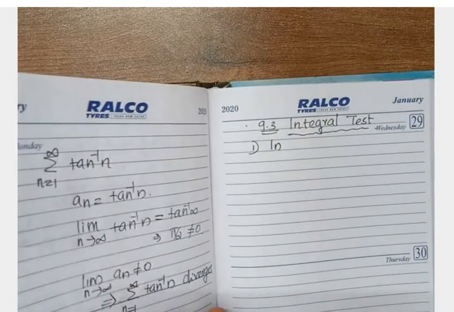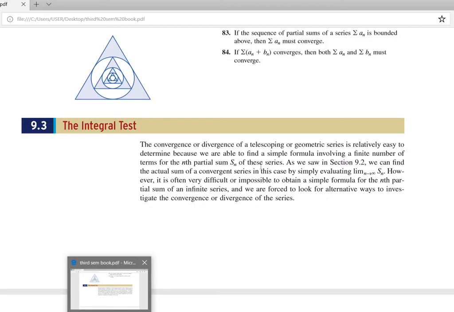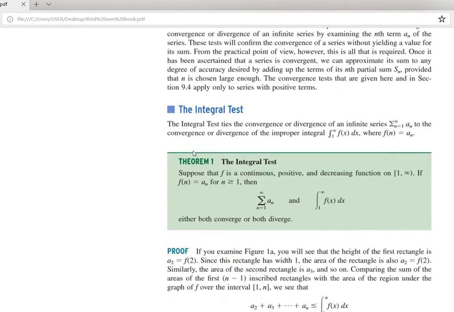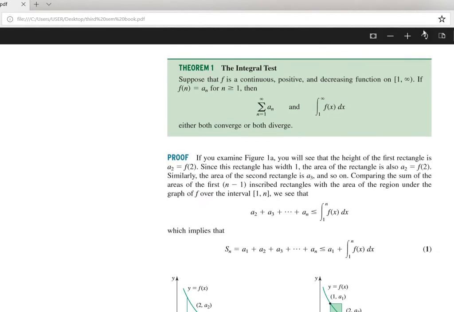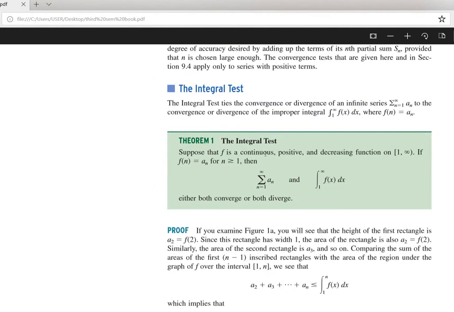What do you mean by an integral test? Okay. We can look through the textbook. This is the integral test. Suppose that f is continuous, positive and decreasing function on closed 1 infinity. If f of n equal to an for n greater than or equal to 1, then summation an and integral 1 to infinity fx dx either both converge or both diverge.